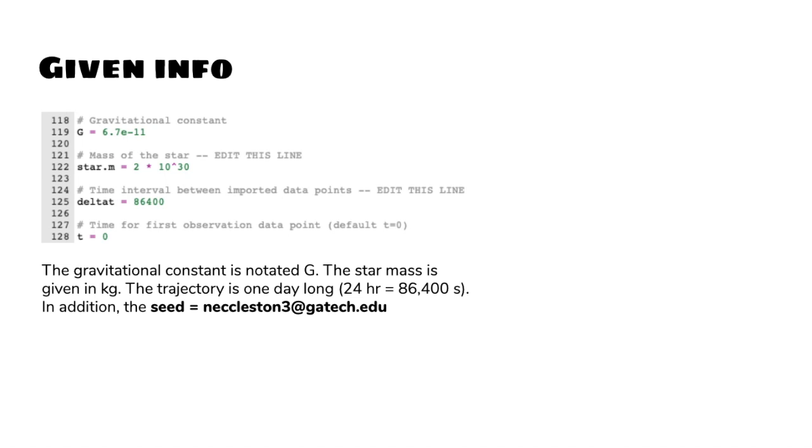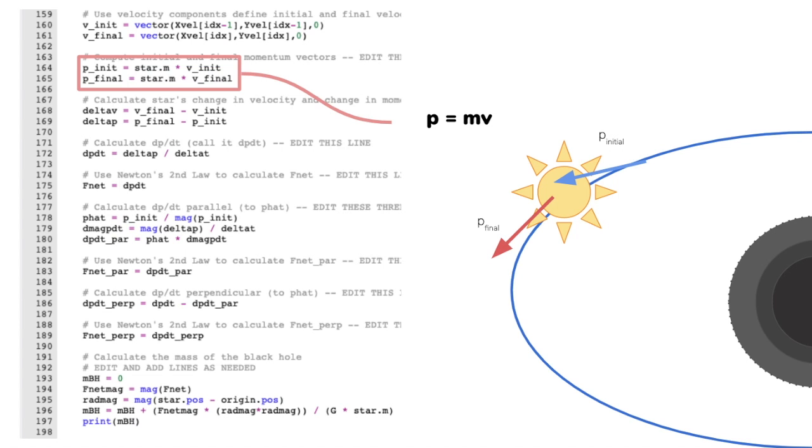So in this experiment, we know a couple of things already. We know the gravitational constant, which we will use later, and Newton's universal law of gravitation. We know the star's mass. We also know the experiment takes place on one Earth day. Most importantly, we know the seed, which influences the star's trajectory, and it's based on the unique character sequence of my email address. To continue, we need to determine the momentum of the system with the information we are given.